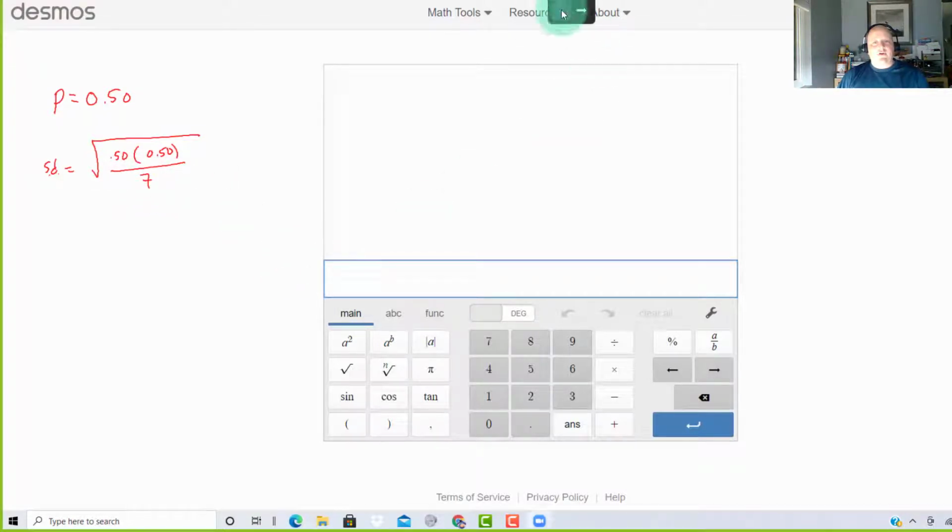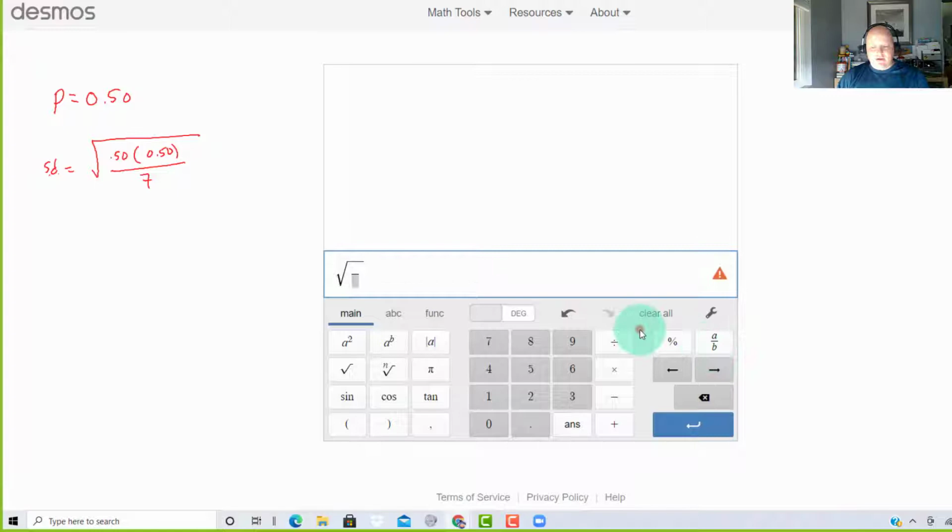So now I'm going to jump down here and put that in. Let's see here. I'm going to put the square root, then I'll put the fraction button, and then I can put in 0.5 times 0.5 on top. I'll put my 7 on the bottom, and I end up with a standard deviation of about 0.1889. You know, for what we're doing, why don't we just say that that's approximately 0.19.